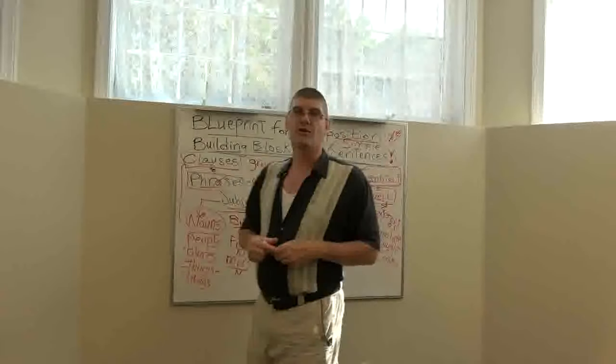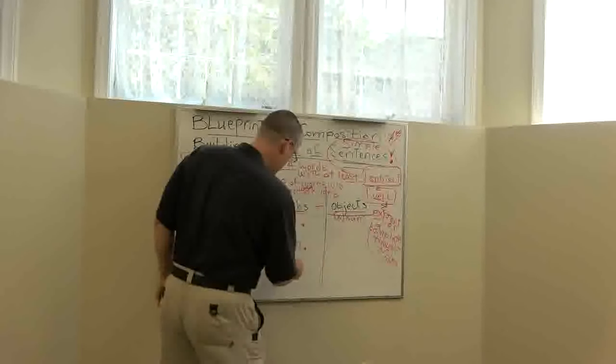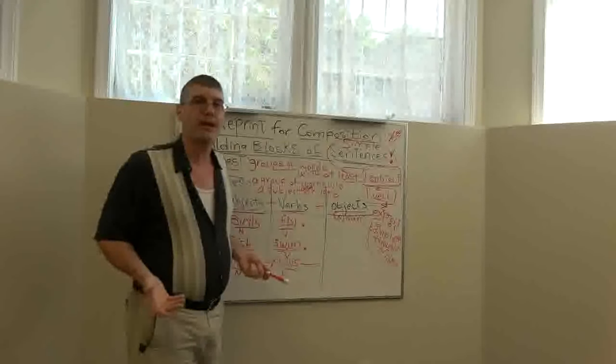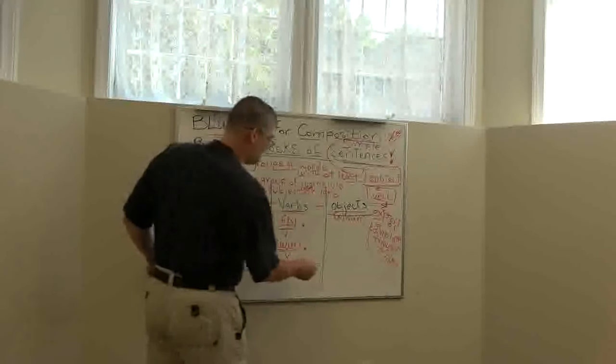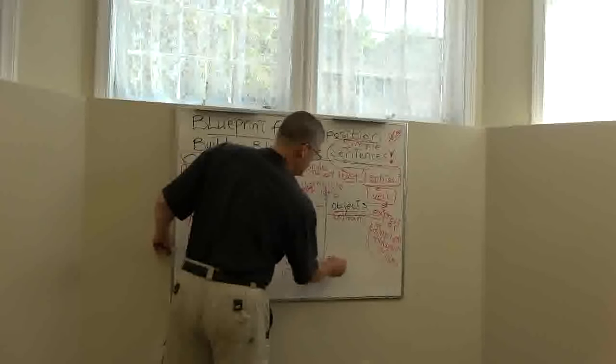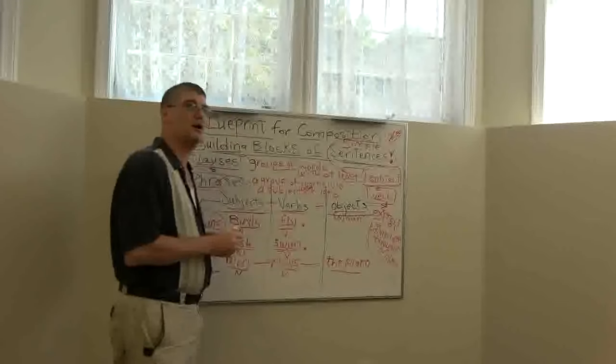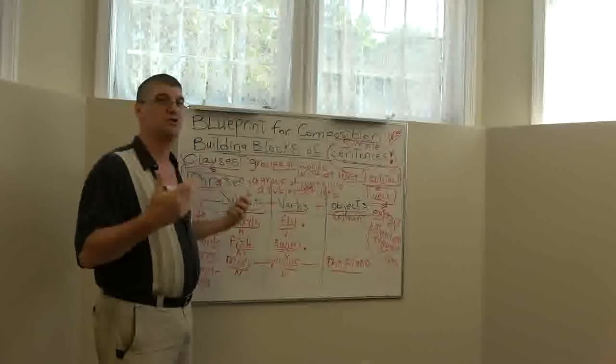So, in this case, for instance, if I add an object and I say Mary plays, and then I ask myself, well, what does she play? Then I could add a sentence part like this: Mary plays the piano. All right, now I got a better picture. Now I got a better understanding of what you're trying to say.